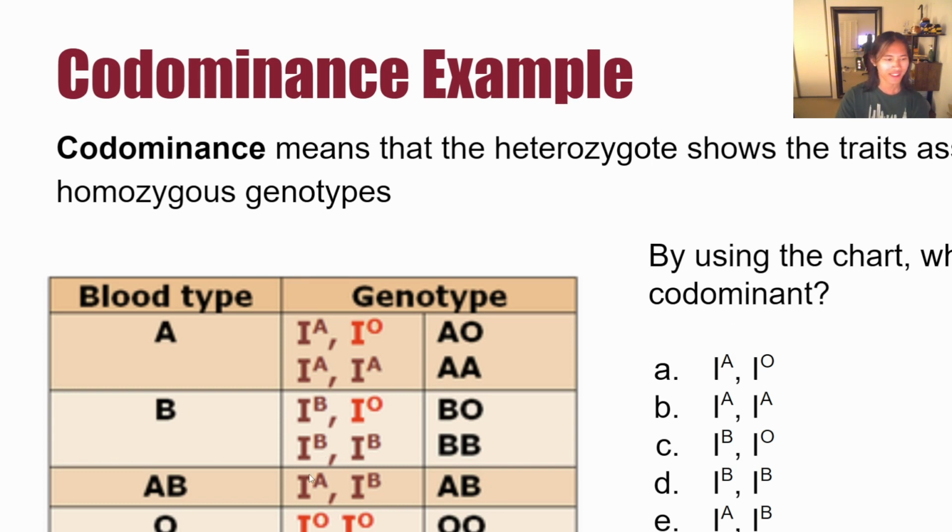I'll give you a second. Second is up. And we can tell that the IA and then the IB alleles are codominant. Whenever they're together in a heterozygous genotype, both alleles are expressed independently and fully as antigens and in the blood type.